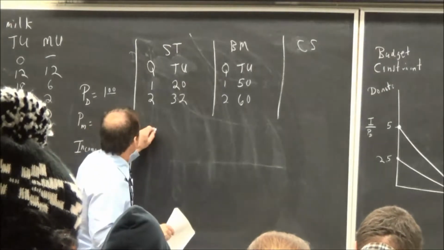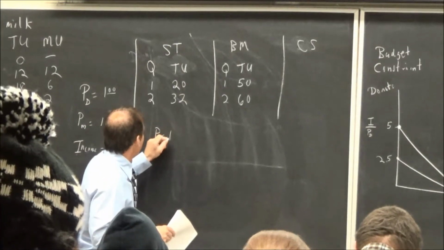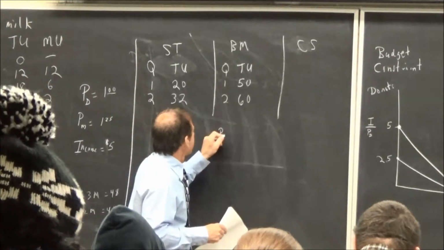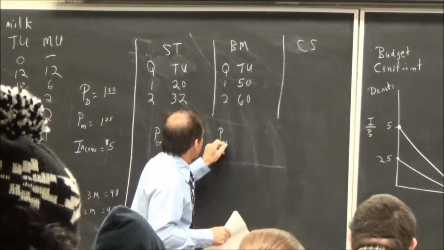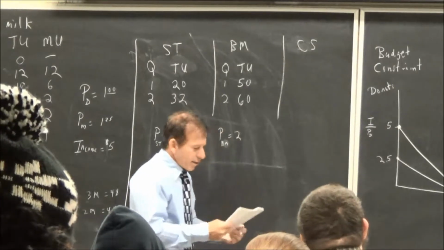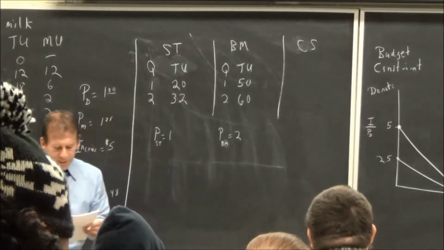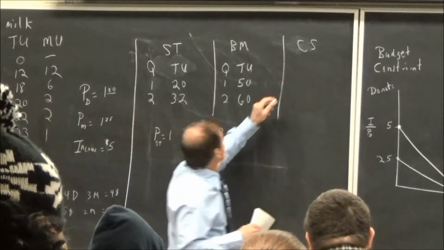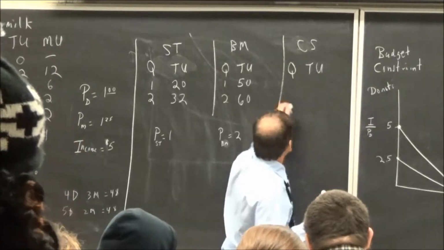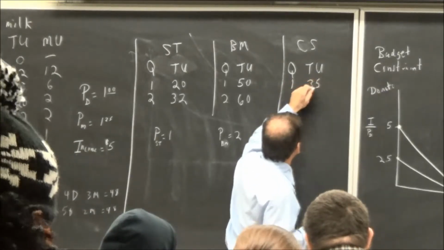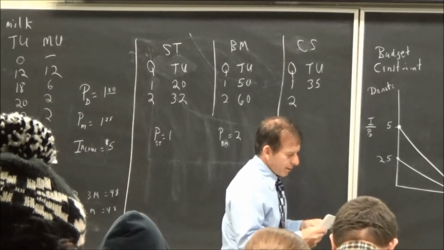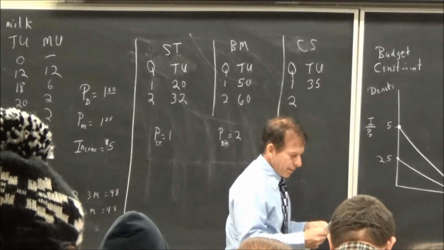And the price here for sweet tea is $1. Everybody knows that. And the price for the Big Mac in this case is $2. And then the third one is the chicken sandwich. Same structure here. For 1 he gets 35, and then for 2 he gets what is it?